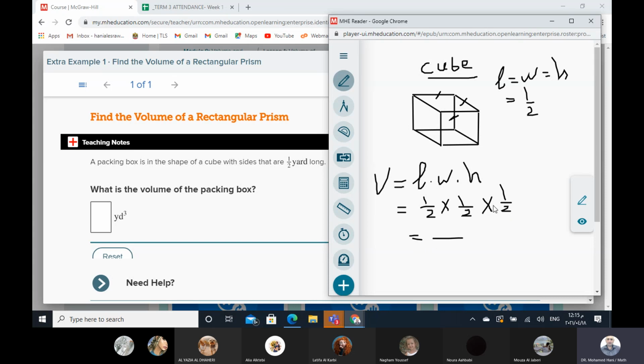So 1 times 1 times 1, 1. And 2 times 2, 4. 4 times 2 will be 8. Who can tell me what is the unit here? Is it cubic inches? Here we have yards. Yes, cubic yards. Thank you, Olga. Who has any question here?